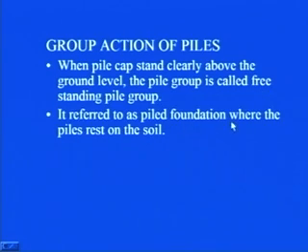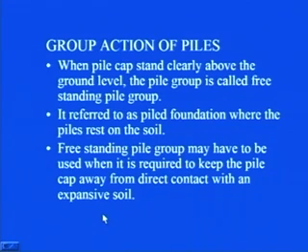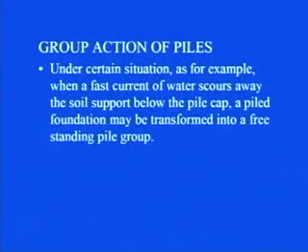It is referred to as a piled foundation where the piles rest on the soil. So, in this case, this is just a pile foundation where only the piles are in contact with the soil, not the pile cap. A freestanding pile group may have to be used when it is required to keep the pile cap away from direct contact with an expansive soil. As I told you with the example of the bridge abutment, this is another case: in expansive soil, where you need to keep the pile cap separate from the soil, this kind of pile group can be used. Under certain situations, for example, when a fast current of water scours away the soil support below the pile cap, a piled foundation may be transformed into a freestanding pile group.